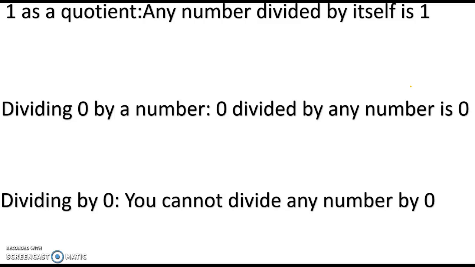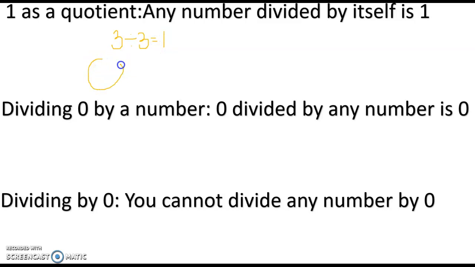Let's talk about some of the rules for using 1 and 0. So if 1 is our quotient, remember a quotient is an answer to a division problem. If 1 is our quotient, any number divided by itself equals 1. So if we have 3 and we divide it into groups of 3, our answer is 1. And I'll show you why.